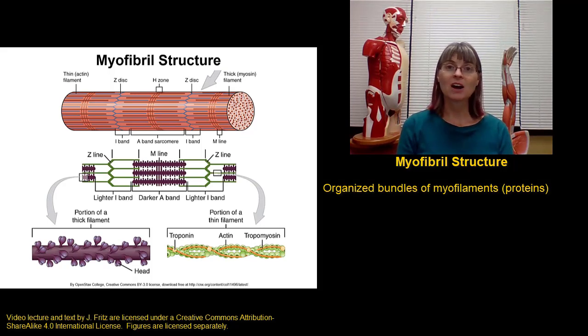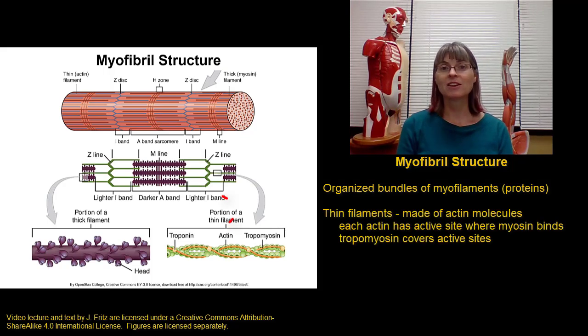The first are the thin filaments. The thin filaments are made of strings of actin molecules. Each actin molecule has what's called an active site. And this active site is where myosin can bind to the actin.